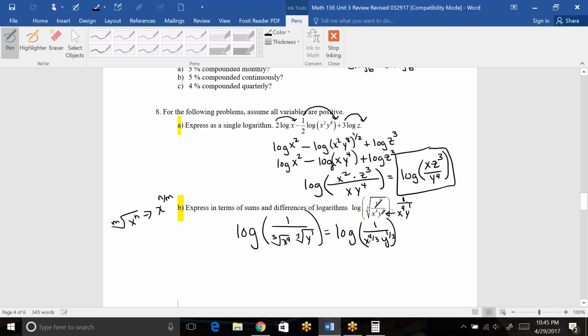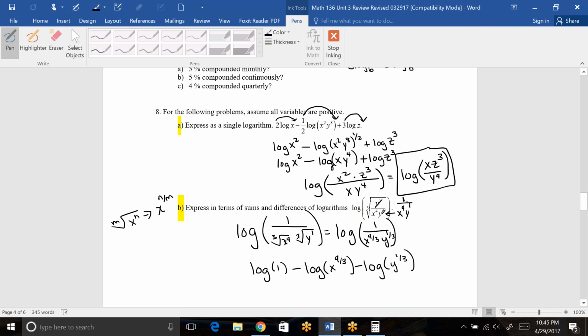Okay, so let's talk about what's going on here. So notice you have a number on top, which is a little bit weird. We haven't had that yet. And then on bottom, we have two different bases. So when we split these up, anything that's on top turns into a positive log. So log 1 is going to be a positive log. Everything in the bottom is going to be a negative log. So you just write negative log and then you write the first base. So that would be x to the 4/3. And then you write a negative log and then y to the 1/3.